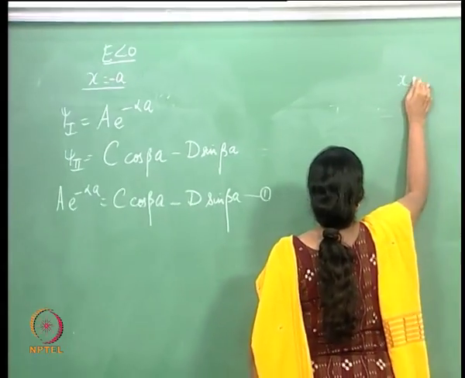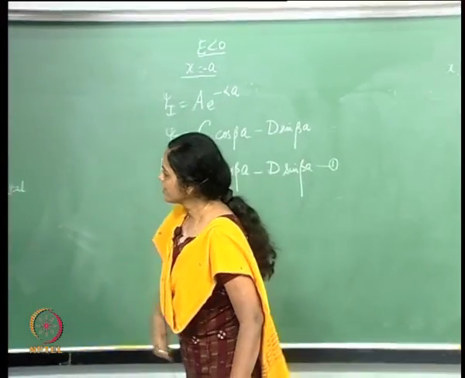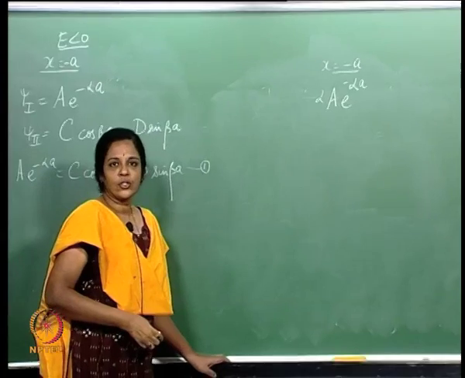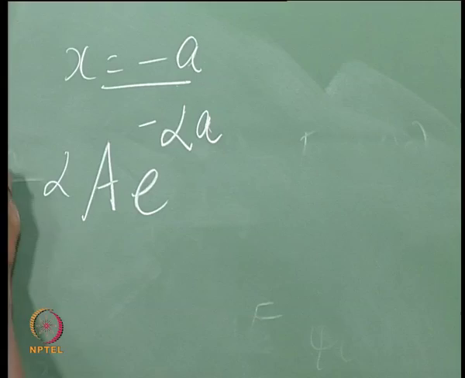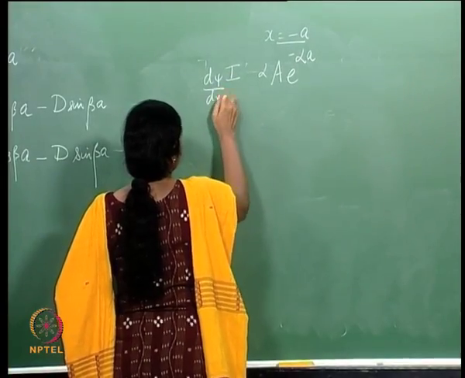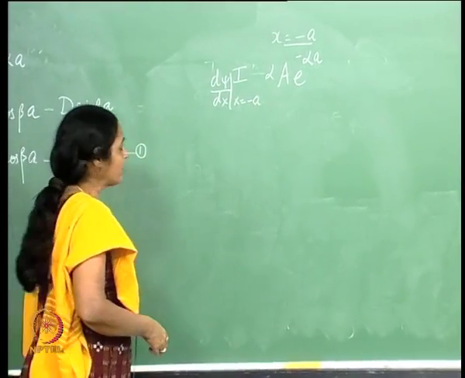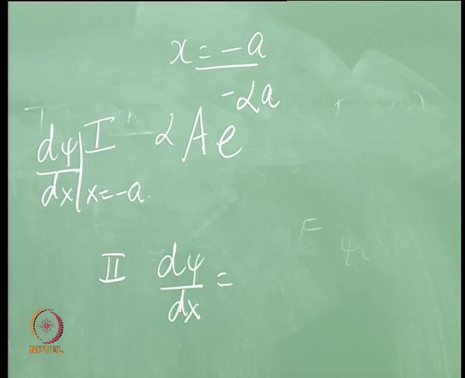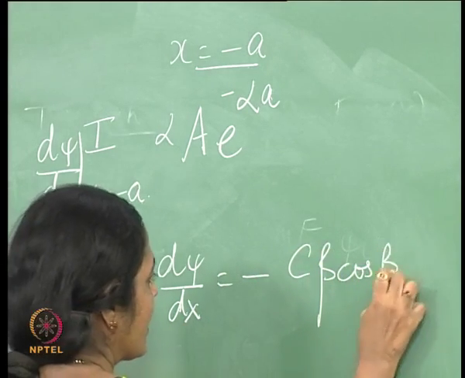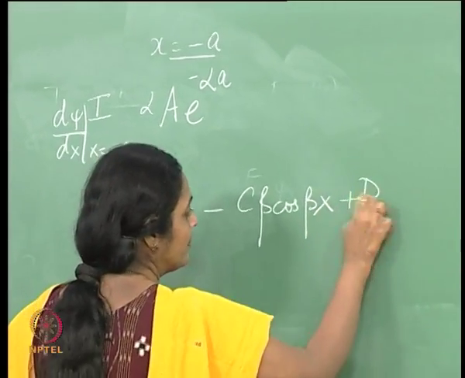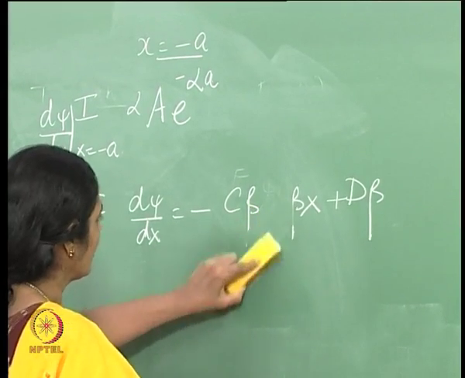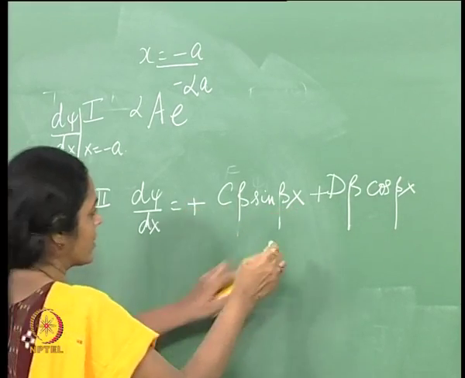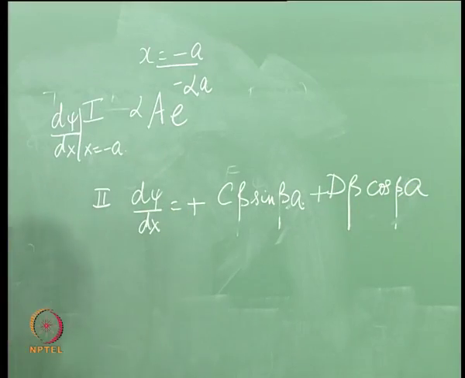Now look at the derivatives. At x equals minus a, the derivative there is alpha A e to the alpha x at x equals minus a. So I have alpha A e to the minus alpha a. This is for region 1. That means d psi by dx at x equals minus a. That's what I have. And then if you look at region 2, d psi by dx is given by minus C beta sin beta x plus D beta cos beta x, and you are substituting x equals minus a. So this is what I have.